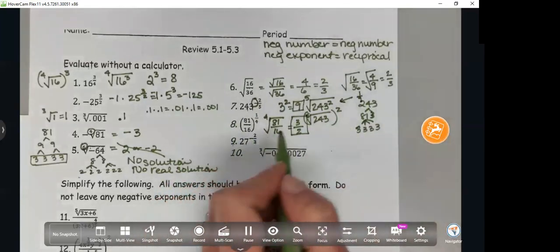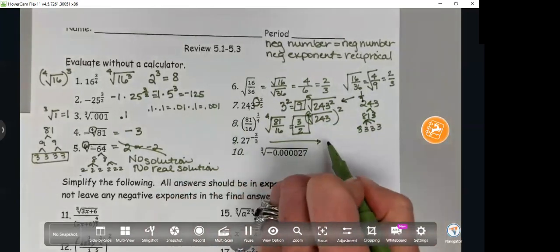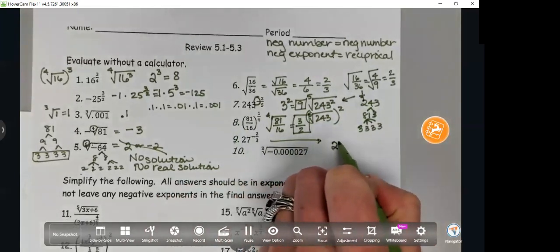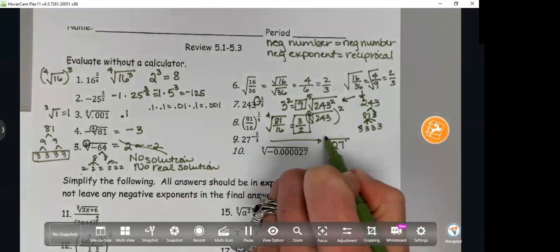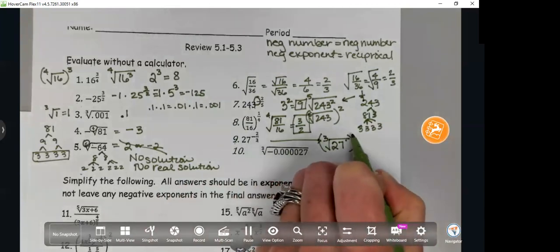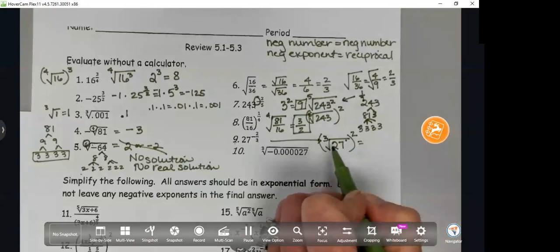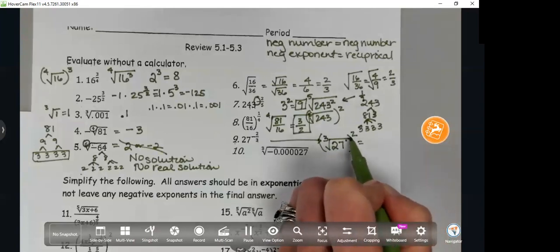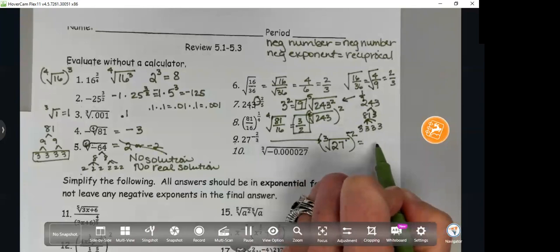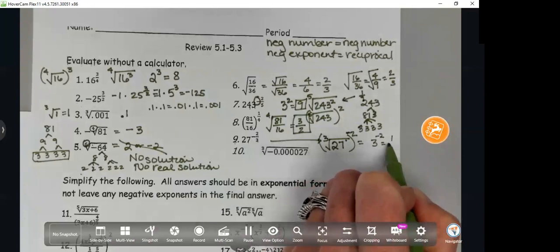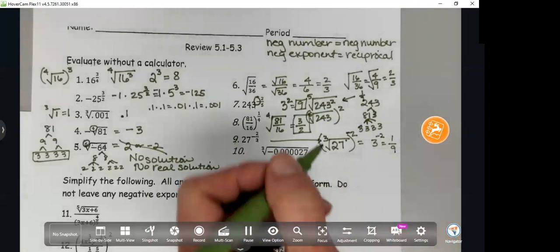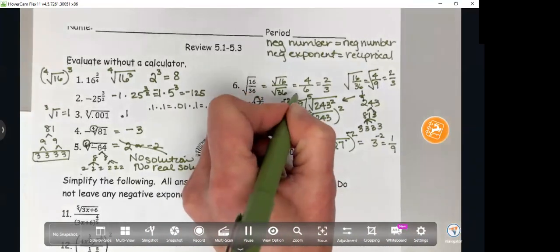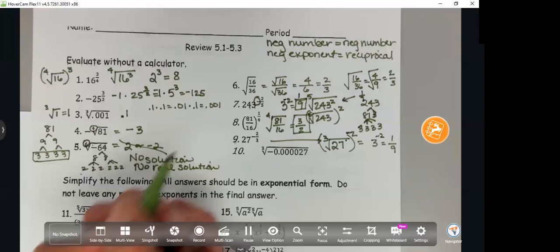And again, negative 27. So we've got the 3rd root of 27 squared. The 3rd root of 27. Oh, and that's to the negative 2. The 3rd root of 27 is 3 to the negative 2. 3 to the negative 2 again is 1 over 9. Okay, so similar to that one. This should be to the negative 2 power, which would be 1 over 9.